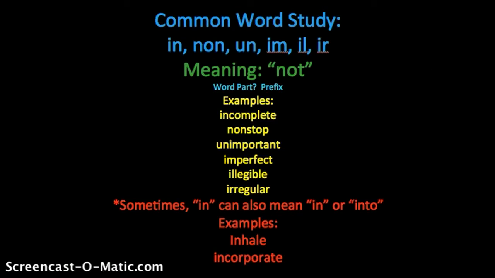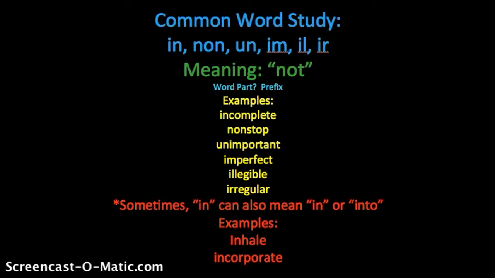Illegible. Illegible means it's not legible. You cannot read it. If you remember when we studied able and ible, I gave you the word legible. Legible means to be able to read something. If something's illegible, it means you can't read it. It's too sloppy. It's illegible.